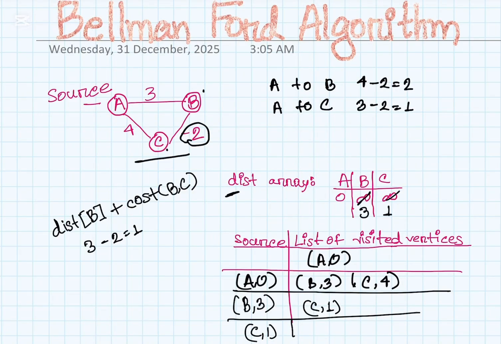So using Dijkstra's algorithm, we can see that the shortest distance of B is 3 and the shortest distance of C is 1. But it is not correct, right? Because we previously calculated the shortest distance from A to B is 2. So Dijkstra's algorithm cannot successfully calculate the shortest distance from the source to all other vertices if the graph has a negative edge. But Bellman Ford algorithm can do that, so we will be learning Bellman Ford algorithm today.